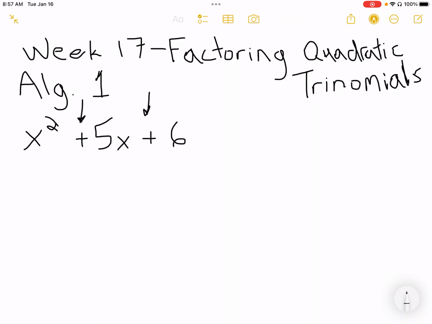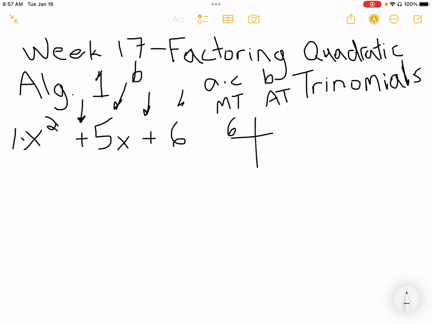And then we said, let's set up a chart for this. What multiplies to that last term? A times C, so this is A times C. The A term is a 1, so it's 1 times 6, that multiplies to 6, and it adds to whatever B is. B is this term right here. This is C, and this over here is A. And B was 5.